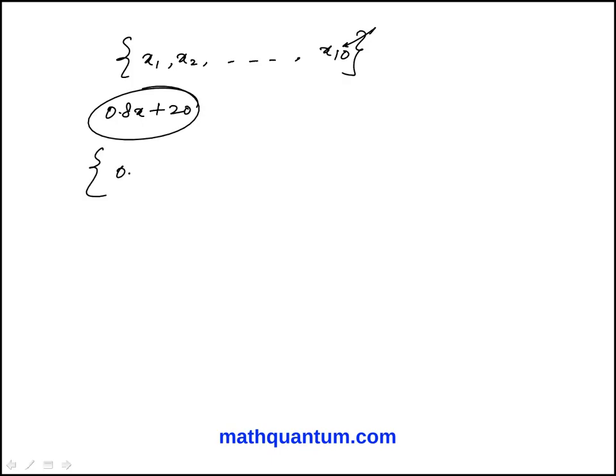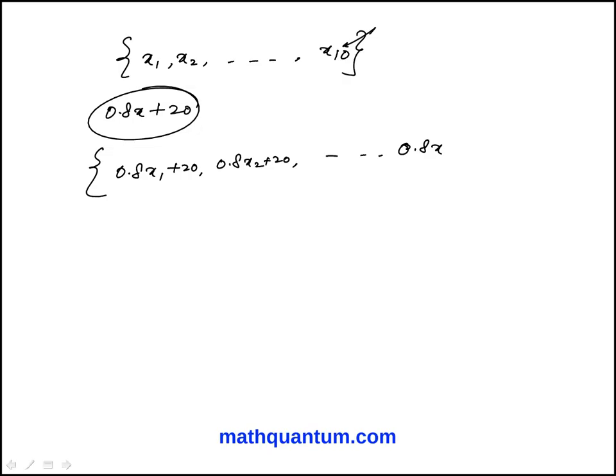So here the way I'm going to do this problem is to just consider a list of scores, x1 through x10. And again, I'm just arbitrarily using 10. Could be any number. And we're told that scores are going to be adjusted by this formula 0.8x plus 20, which means that each quantity in this new list would be 0.8x1 plus 20, 0.8x2 plus 20, and so forth.